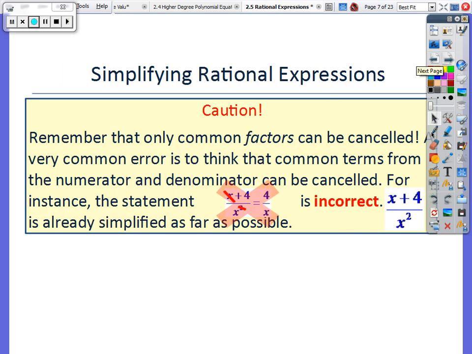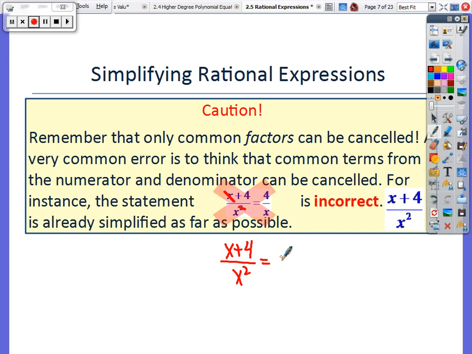Now, remember I just mentioned that there are some things that may trip you up if you're not careful, and that is we cannot cancel terms. We can only cancel factors. So there's a caution here. Let me move these cancellation marks real quick, if I can grab them. I might not be able to grab them, so I'll go ahead and rewrite it right here: x plus 4 over x squared.